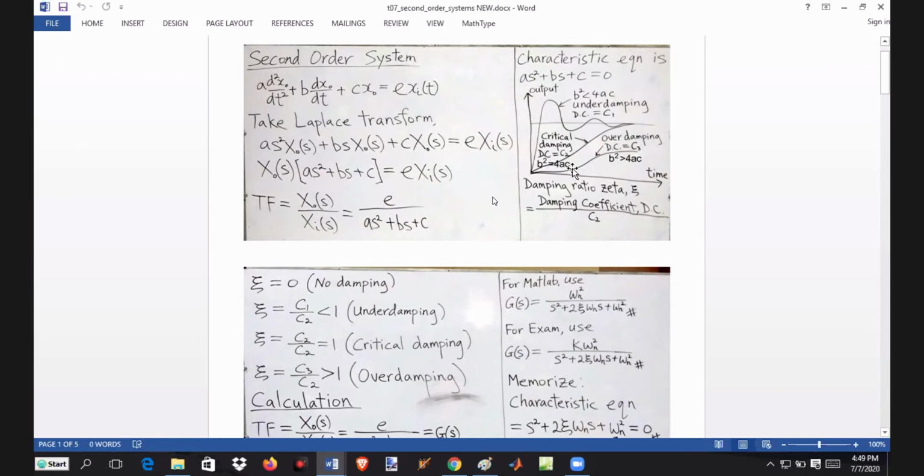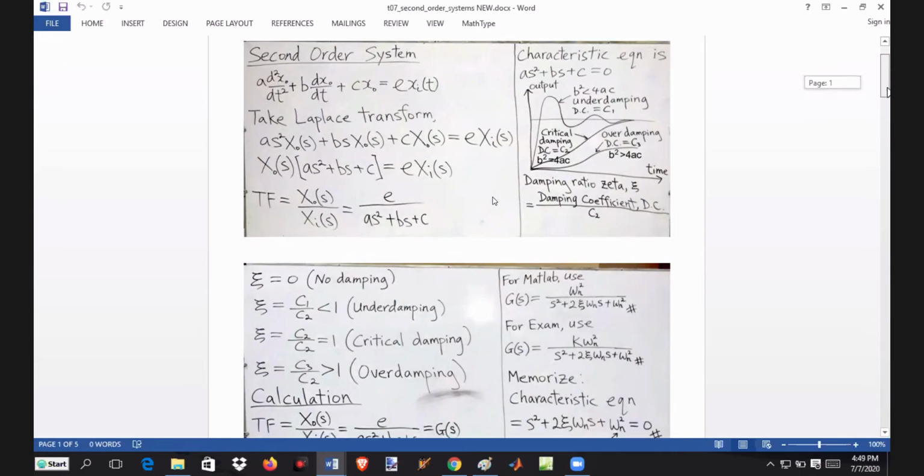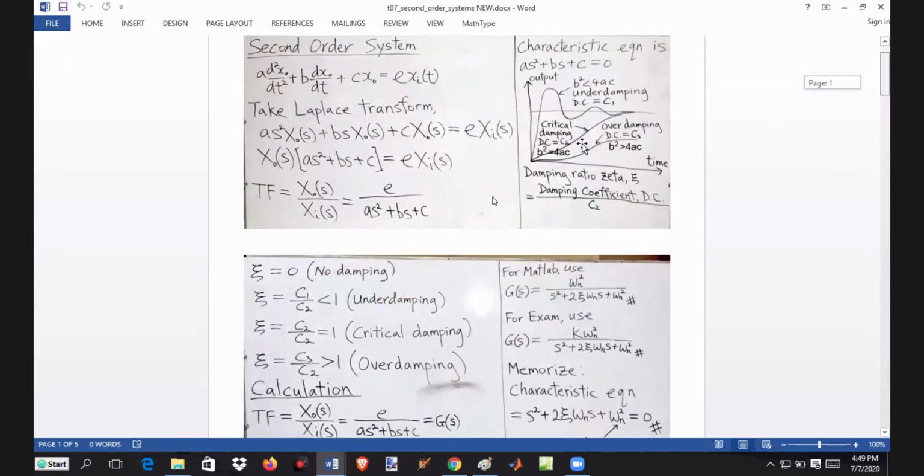For critical damping, you got B squared equal 4AC. And then for over damping, B squared greater than 4AC. B squared greater than 4AC is over damping. Damping coefficient for this curve is called C3. Then you look at this. Now you look at the critical damping coefficient C2. Look at that damping coefficient C2. That C2 you use for reference here.